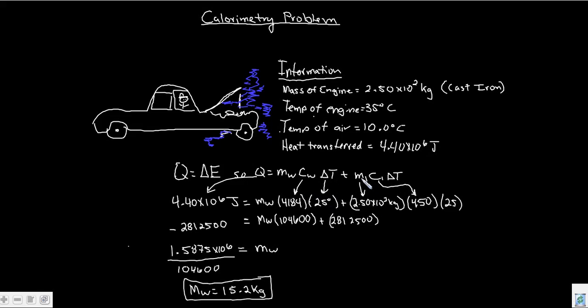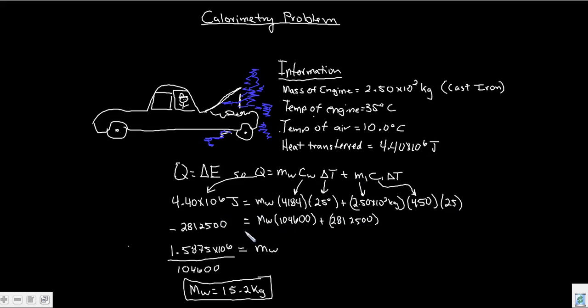Right? We know that the engine block is made out of cast iron. So the mass of the iron is 250 kilograms, and we know that the specific heat of iron is 450. We can just look that up. And we know that the iron is going to change temperature 25 degrees. Right? So for a total heat loss of 4.40 times 10 to the 6 joules, we're going to just go ahead and plug this stuff in.